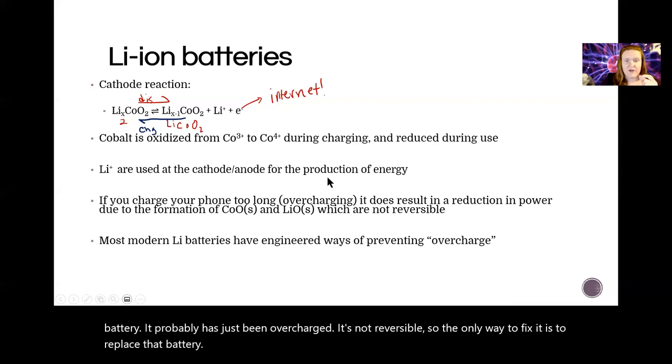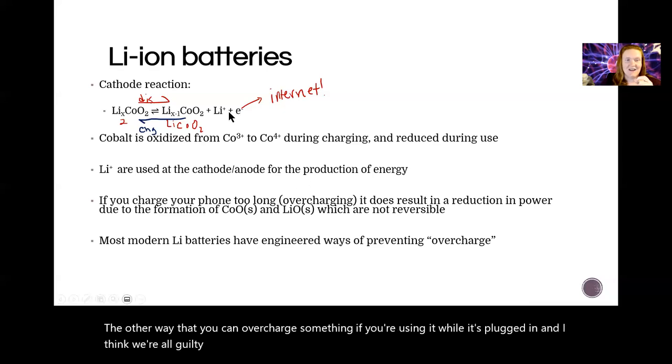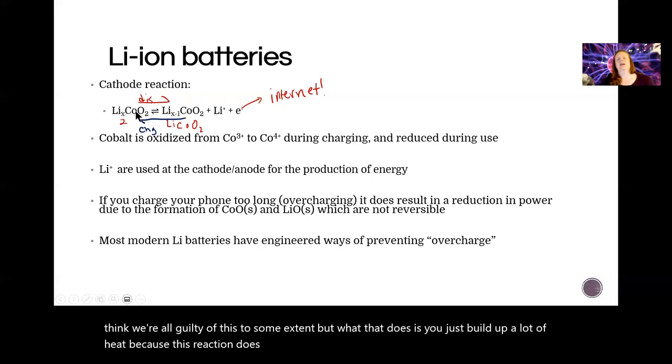The other way that you can overcharge something is if you're using it while it's plugged in. And I think we're all guilty of this to some extent. But what that does is you just build up a lot of heat because this reaction does produce heat. And that will just degrade the quality of the battery. So you want to try to avoid that.